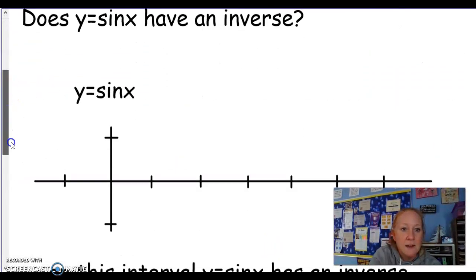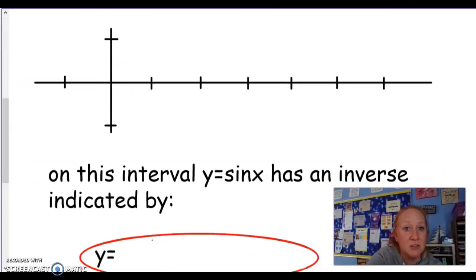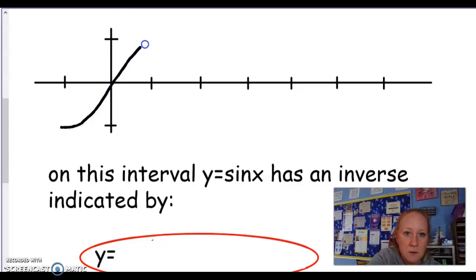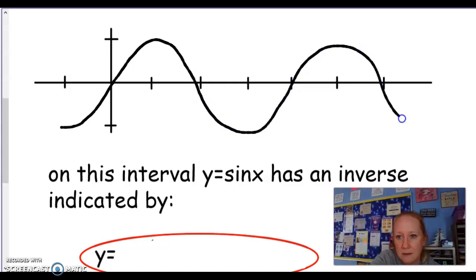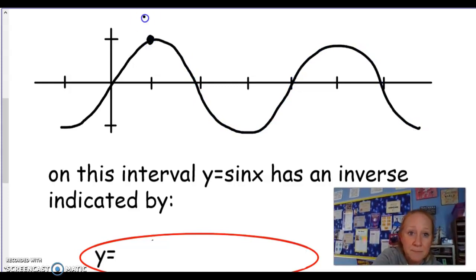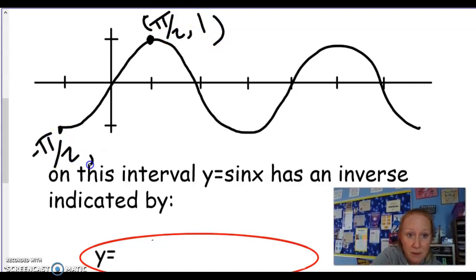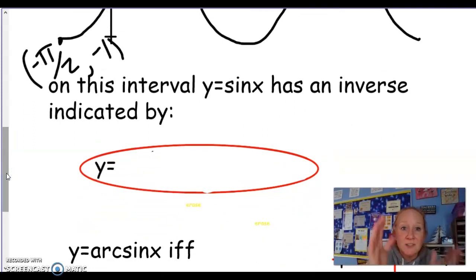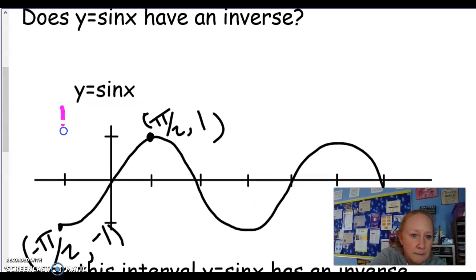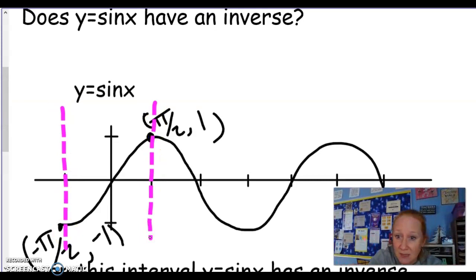So I'm going to go down here. You know that sine, I'm going to draw this super fast, starts low, goes high, comes down, goes low, up and down. So it tops out at this ordered pair right here, pi over 2, 1. And this point down here is negative pi over 2, negative 1, right? So on this interval, sine x has an inverse. Just this little piece from here to here, I could inverse that piece.